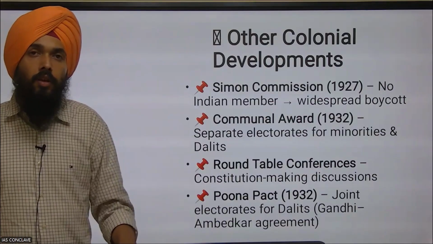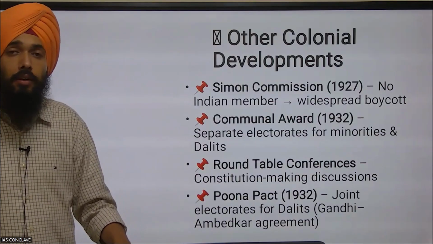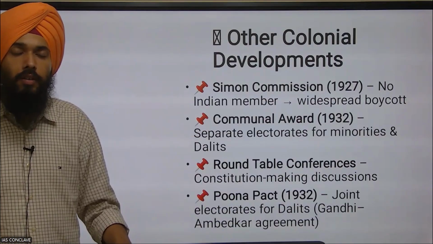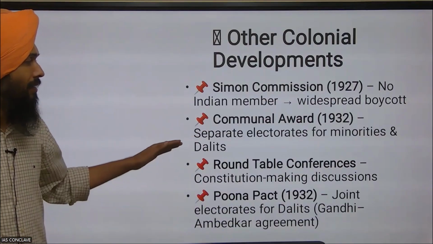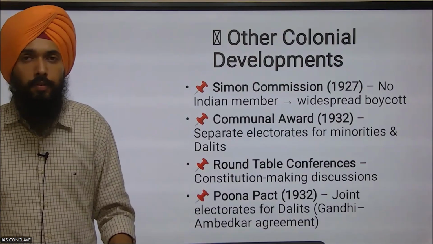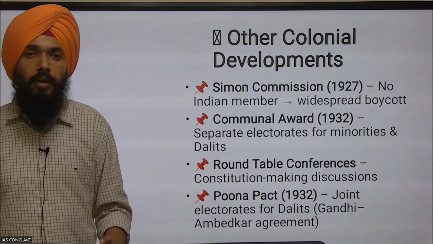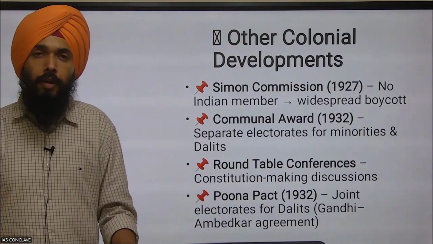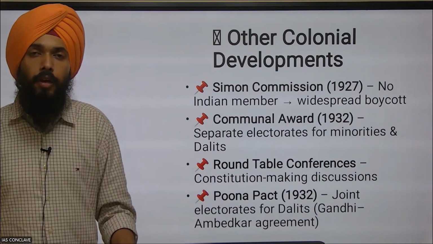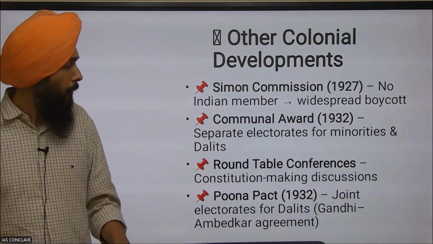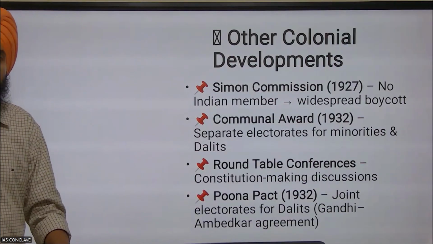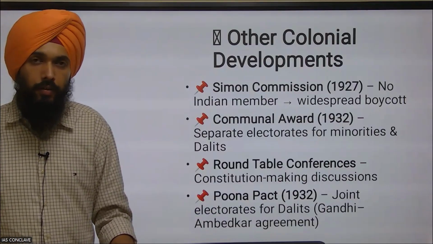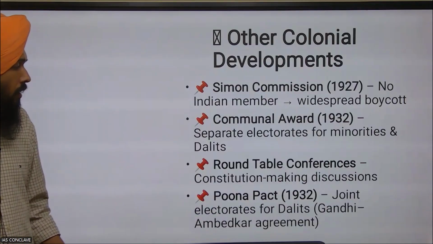Another development was the Communal Award of 1932. What is the relevance of it? What is its impact? Like separate electorates for the minorities. It was aimed at bifurcating our society into different groups, creating a feeling of separatism. Next, the Roundtable Conferences. The three Roundtable Conferences were held in a series.